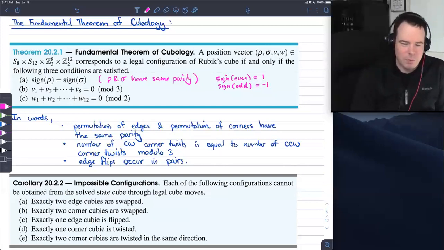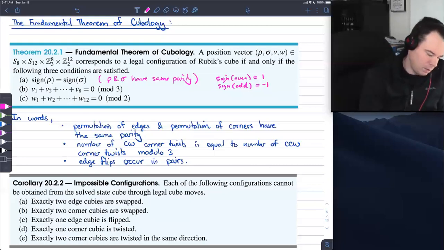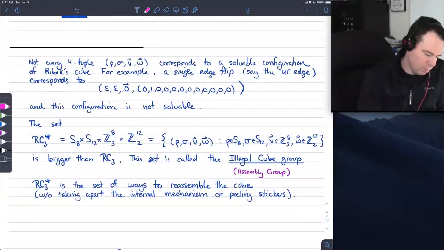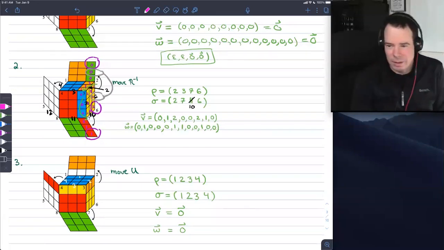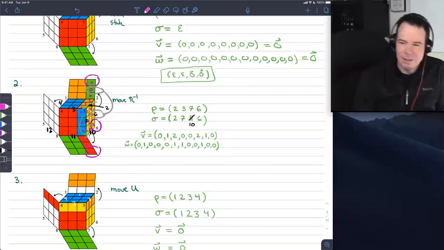So edge flips have to occur in pairs. Corner twists have to occur in 3s in the same direction, or in pairs if they're rotated in opposite directions. That's what this is telling us. So if I scroll back up, let's just take a look at these ones. The identity obviously satisfies it, because the identity is equal to the identity and they have the same parity. The sum of the components of V is 0. The sum of the components of W is 0.